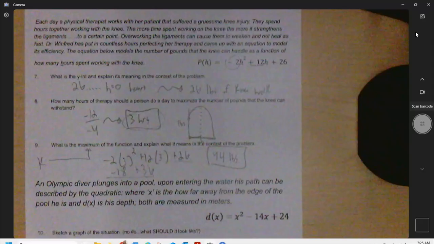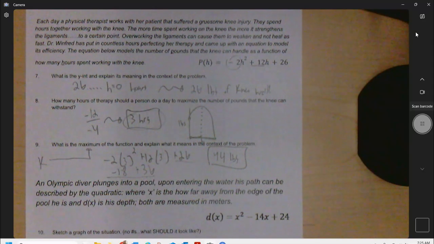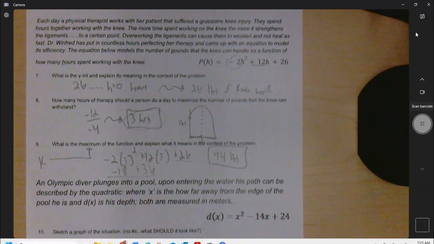Okay, same kind of thing on the next one. Draw yourself a little graph, convince yourself what you're looking for, then go find it. There's only so many key features that we can find on this thing.